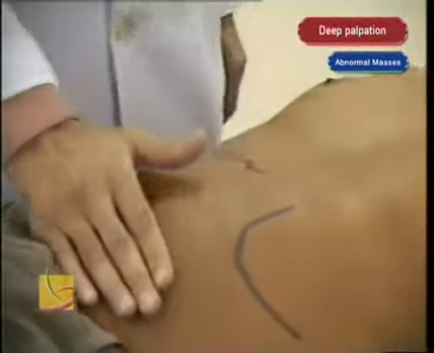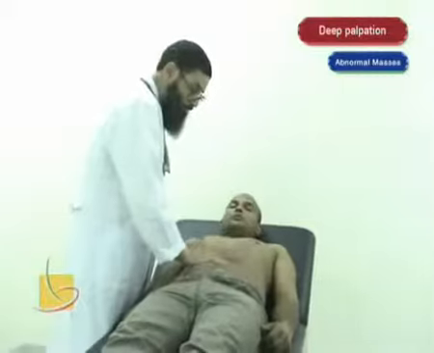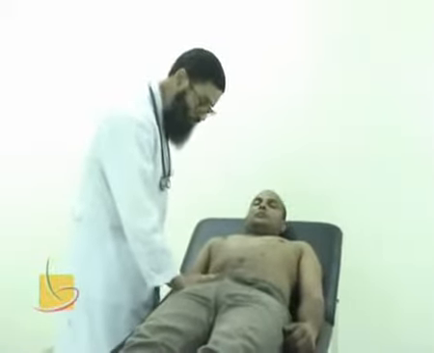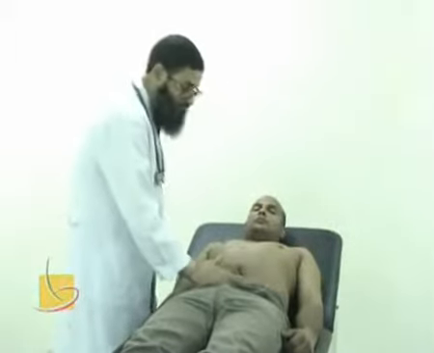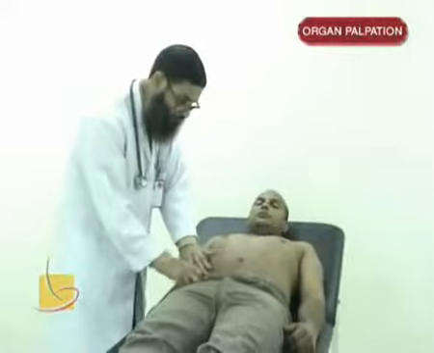The aim again of deep palpation is to check for deep masses. It is not to check for tenderness or rigidity; check for masses. Then you move to organs. Organ palpation should always start by palpating the liver.